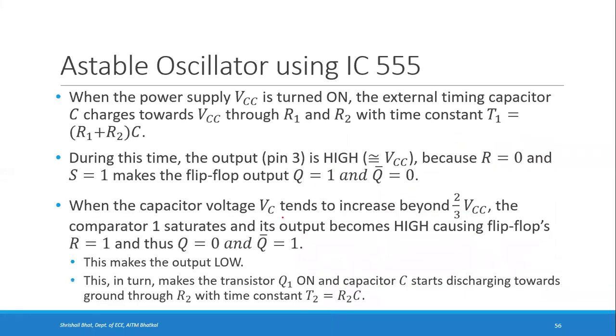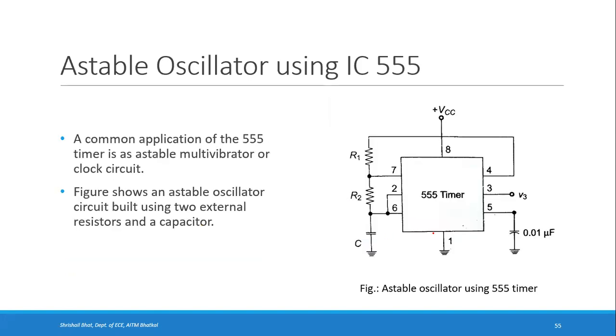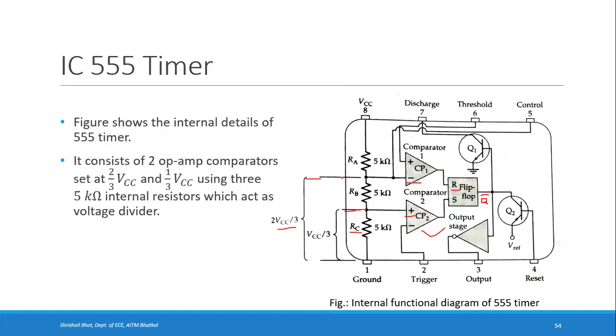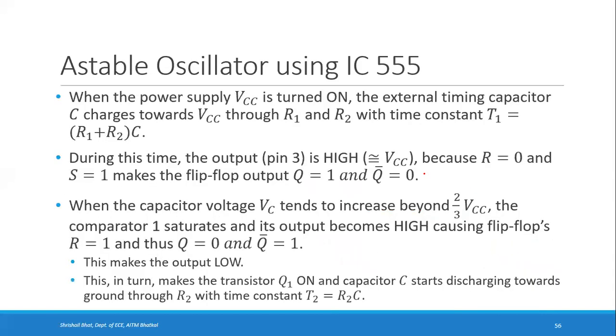So when the capacitor voltage VC tends to increase beyond 2/3 of VCC, now your capacitor is charging, right? The capacitor voltage will get charged up to VCC. Before reaching VCC, it will traverse through different stages. When it crosses 2/3 of the value of VCC, comparator 1 saturates and its output becomes high. Because here to one end you have connected 2/3 of VCC, this threshold value, it checks with this value. If that value becomes greater than 2/3 of VCC, comparator 1 becomes saturated and its output becomes high.